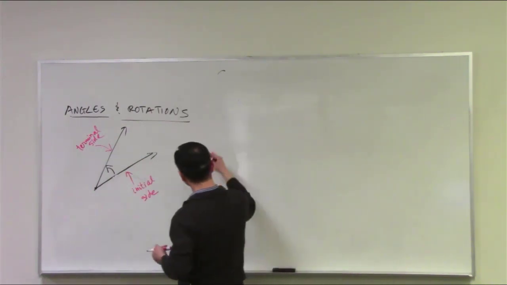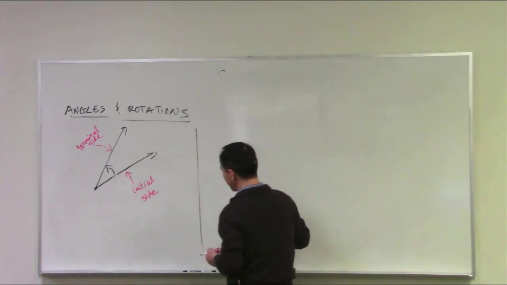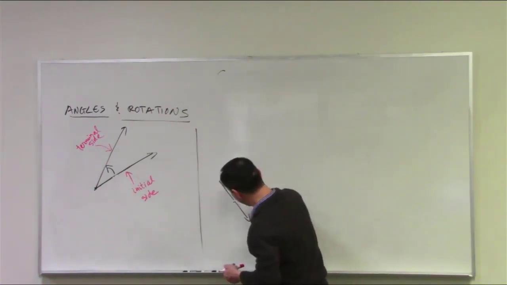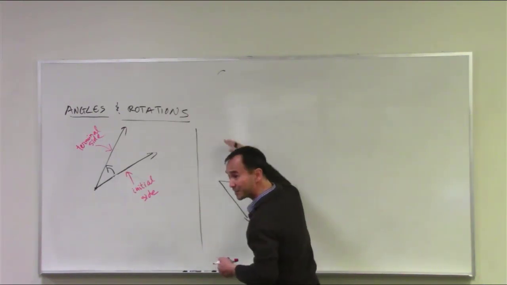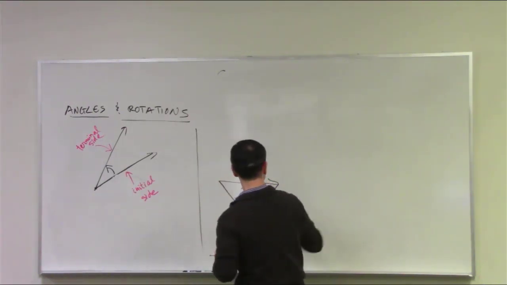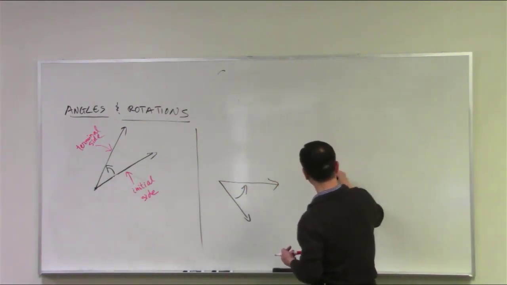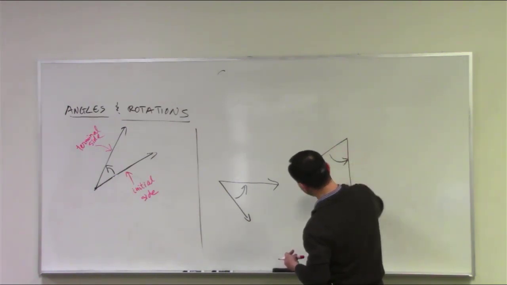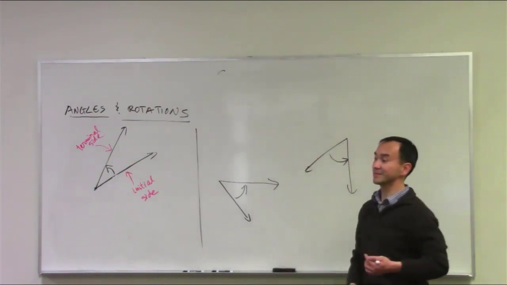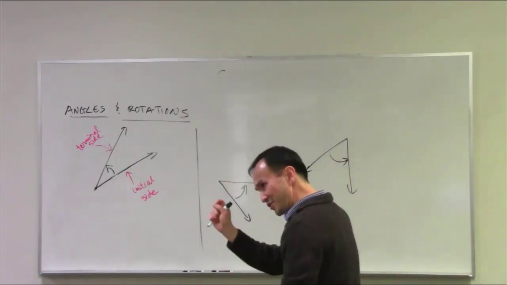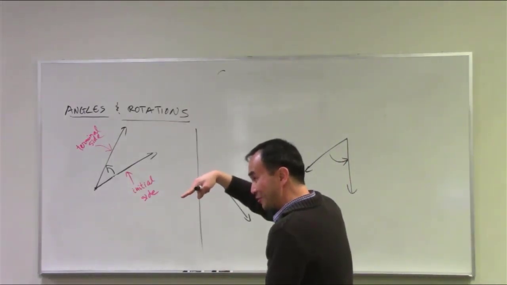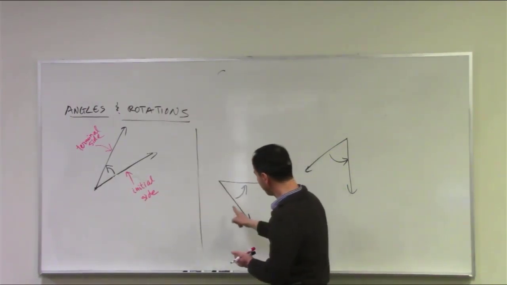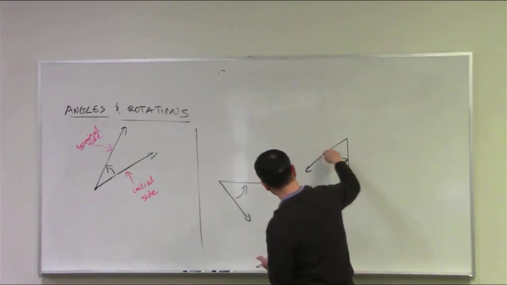Now, for initial side and terminal side, there are so many different ways you can put them. Sometimes your initial side goes down this way, and then from there you have a terminal side opening up. And sometimes your initial side goes like this, and your terminal side is opening away. But these are all in a counterclockwise rotation. So a rotation produces the angle. The rotation of the terminal side produces the angle from the initial side.